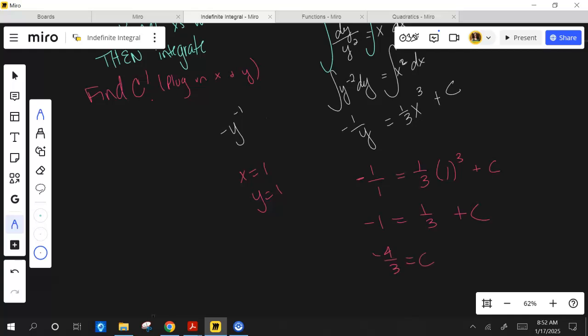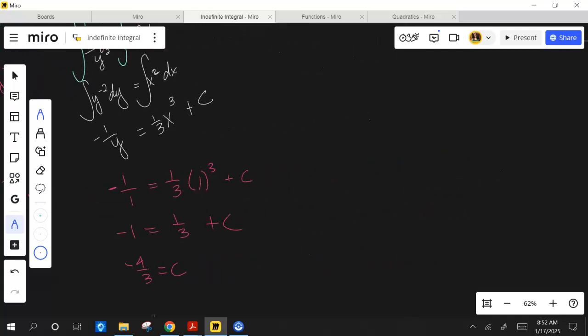Now I need my equation, but I need it solved for y, okay? If this is my c, all right, so I've got negative 1 over y equals 1/3 x cubed minus 4/3. Oh dear, how am I going to solve that for y?